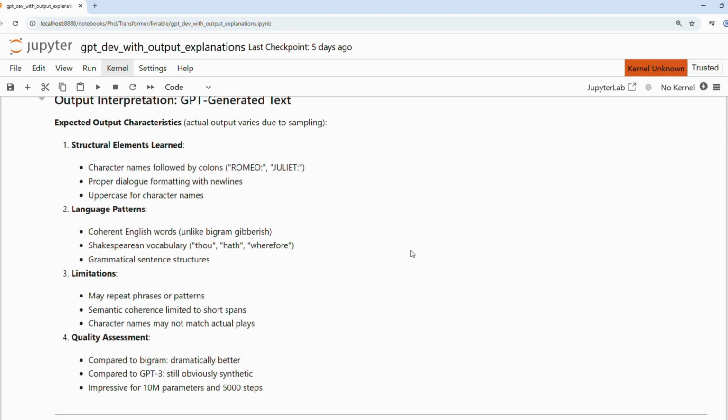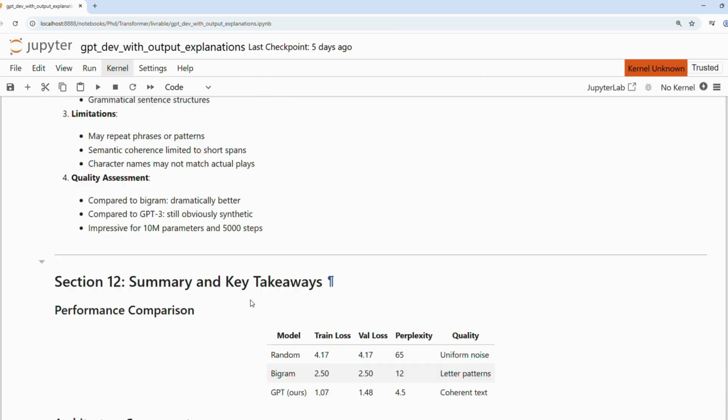Third, limitations. While locally coherent, the text lacks long-range semantic consistency. Characters might start a sentence with one idea and drift to another. Names may be invented or mixed up, but remember, this is a 10 million parameter model trained on 1 megabyte of text with character-level tokenization. The fact that it produces recognizably Shakespearean dialogue is remarkable. Let's recap what we've accomplished and the key insights from this implementation.